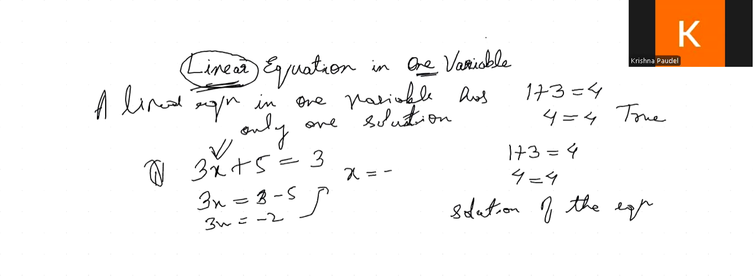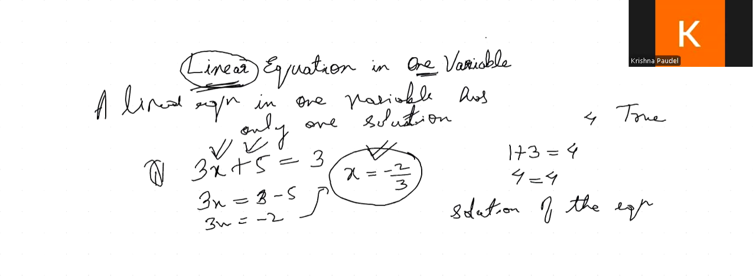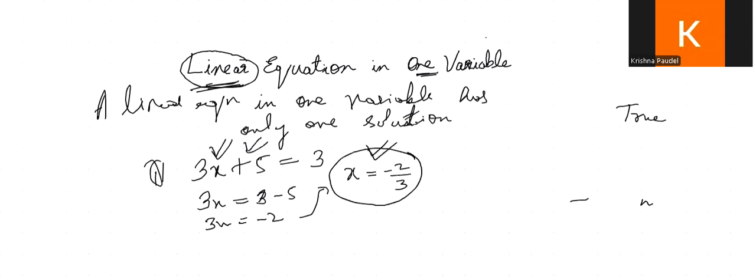So x could have been any other number, but x has to be minus 2 by 3 for it to be the solution of this equation. Now, if you want to verify, so how will you verify whether x equals to minus 2 by 3 is the solution of the given equation or not? You need to replace the value of x in the given equation. So see what will happen if you replace the given value of x, or the value which we got, in the given equation. You will see that the left hand side will become equal to the right hand side.